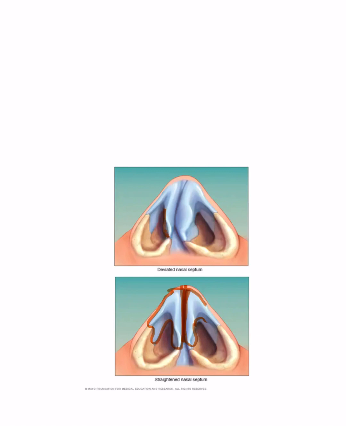So this is called the caudal DNS, caudal deviated nasal septum. This is the image showing the normal straightened nasal septum, and this is the caudal deviated nasal septum, C-shaped deviated septum.